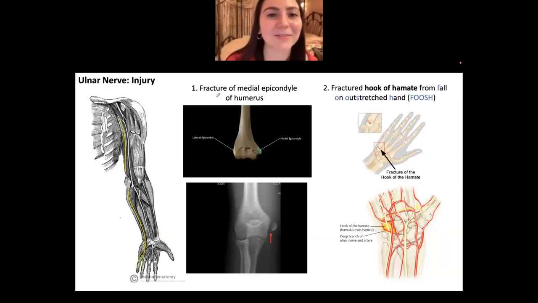So the first thing you can see is fracture of the medial epicondyle. And I want to point out this is a true fracture of the actual medial epicondyle. So remember, we drew the lateral and the medial epicondyle. If you straight up fracture it, so I liked this x-ray, the medial epicondyle just completely breaks off.